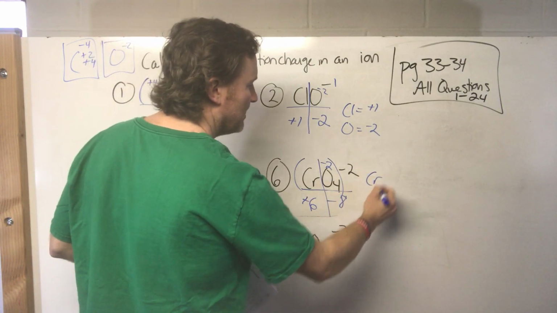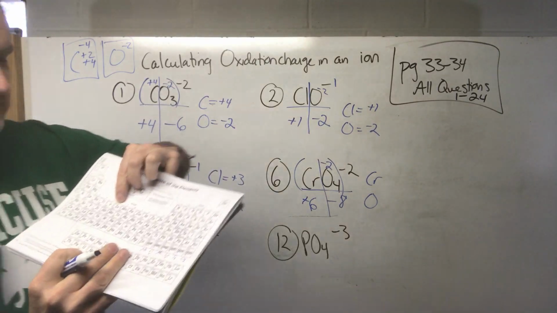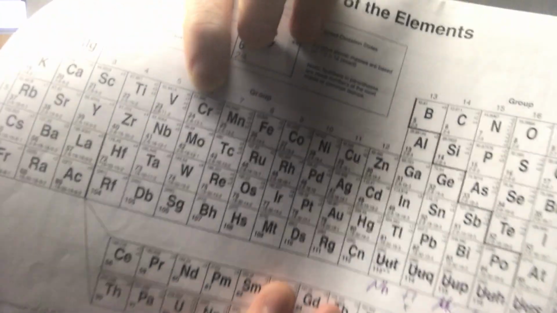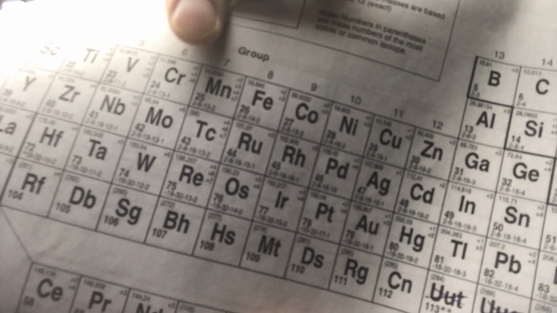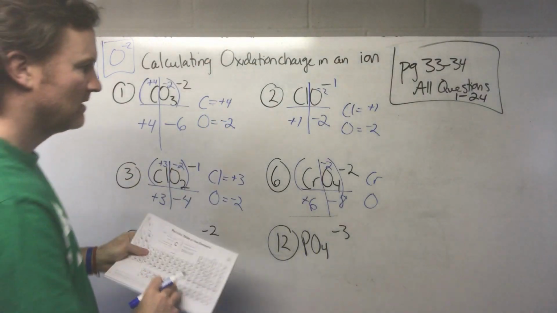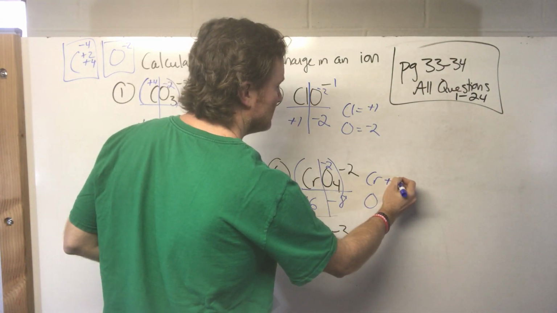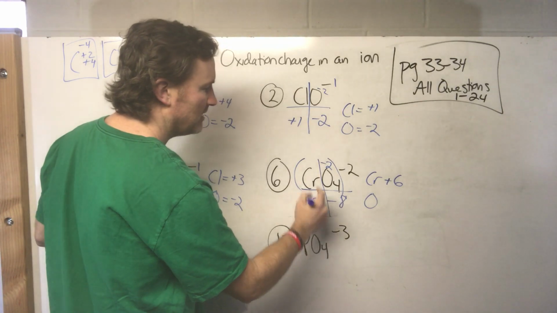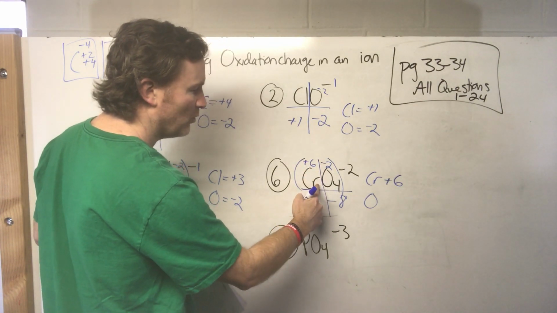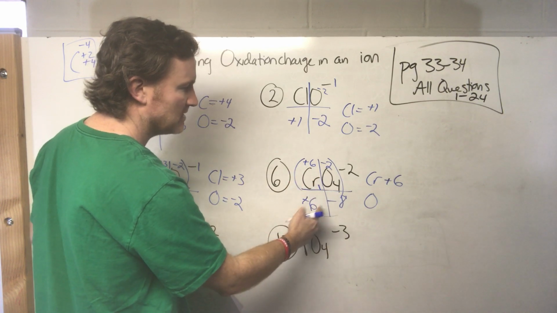So if we look up chromium and oxygen, chromium, I don't know if you can see that, we'll zoom in. I'm not sure if the lighting's great. Chromium has a couple options, +2, +3, and +6. So because there's only one chromium, chromium is +6. Oxygen, again, this would be a +6 up here because there's only one of them. Remember, if there's no number, really it's a 1. 6 times 1 is +6.